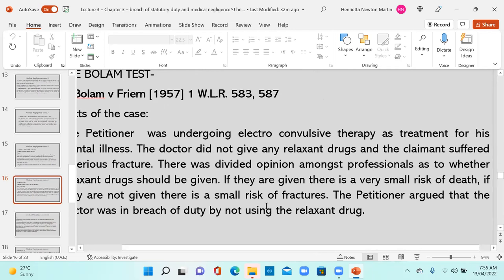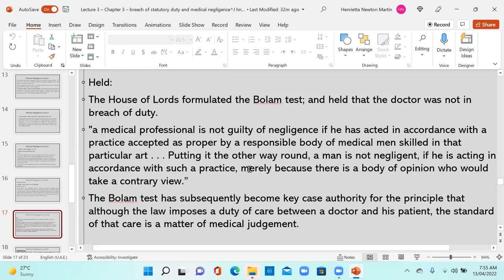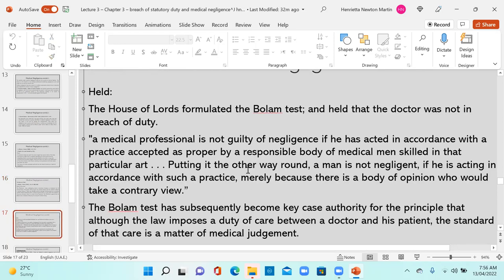Now, if they are given, there is a very small risk of death. And if they're not given, there is a small risk of fracture. So there was a divided opinion, as they sometimes have. So here the petitioner argued that the doctor was in breach of the duty by not using the relaxing drug, which caused a serious fracture to him. But the House of Lords there formulated the Bolam test and held that the doctor was not in breach of duty.